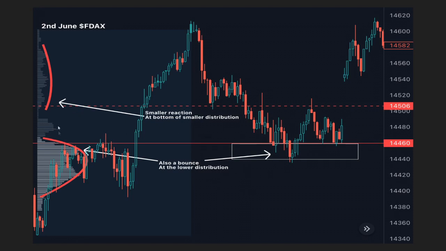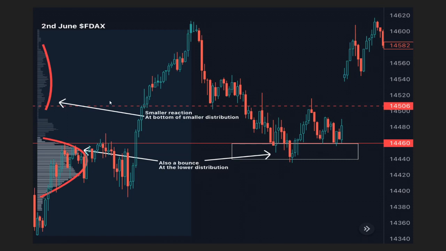This distribution can't be discounted. It could be considered by some to be part of this larger distribution, but for me it doesn't really count because it has its own structure as compared to this one down here. This is a clear distribution. It is separated by a low volume area. So we can see we would have a level here.